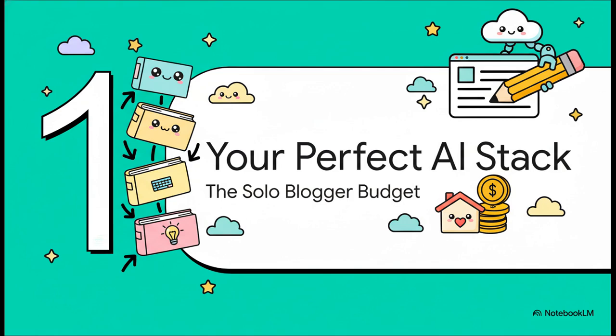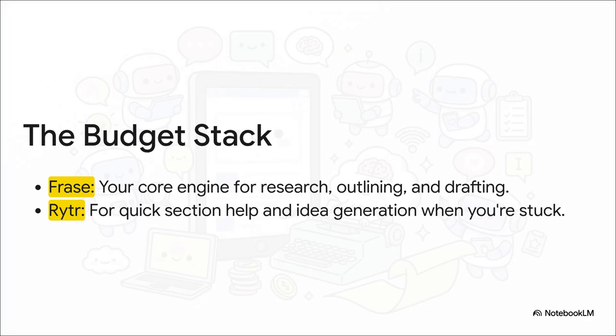Okay, here's a bit of a pro tip. You don't always have to pick just one tool. The real power move is to build an AI stack where you combine the right tools for a specific job. So let's look at the perfect stack for a solo blogger who's on a budget. The recipe is simple, but it is so powerful. You use Phrase as your main workhorse for all your research, your outlining, and your first draft. Then you bring in Writer, which is just $9 for unlimited use, for those moments when you're just stuck on a paragraph or need to brainstorm a few quick ideas.